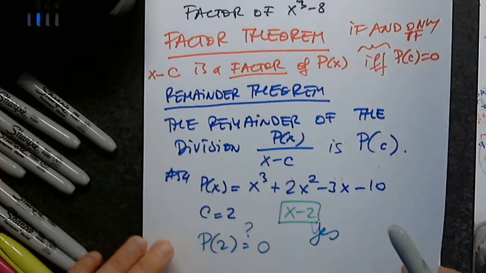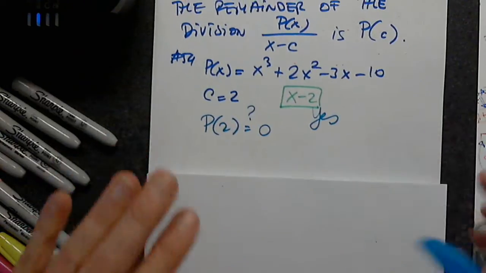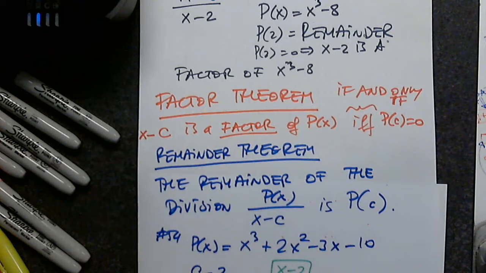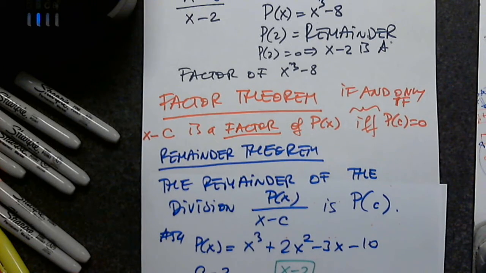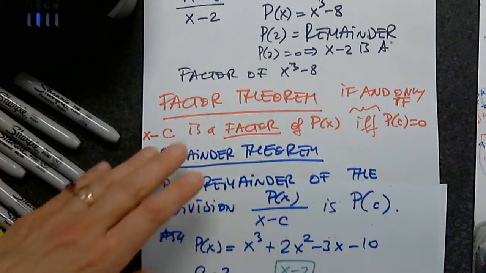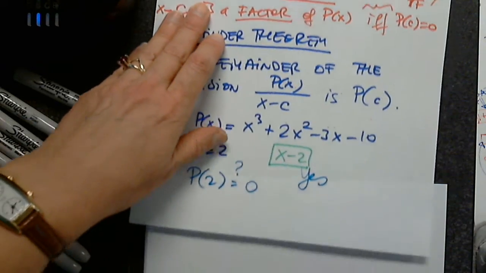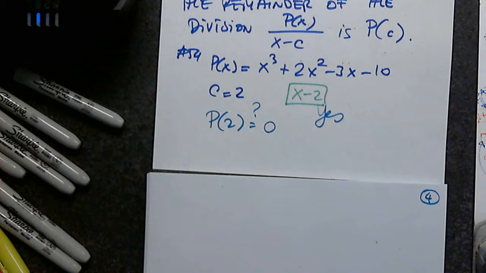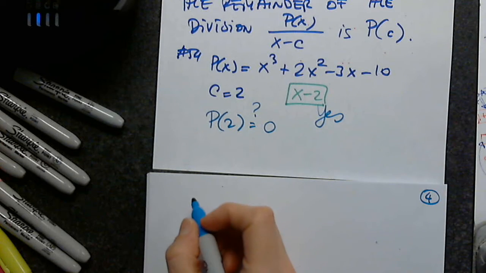One more thing that I would like to mention here. What I noticed is it has to be in the form x minus c. So that's why you made it negative. Yes, exactly, like with synthetic division. Other questions for me? Okay.